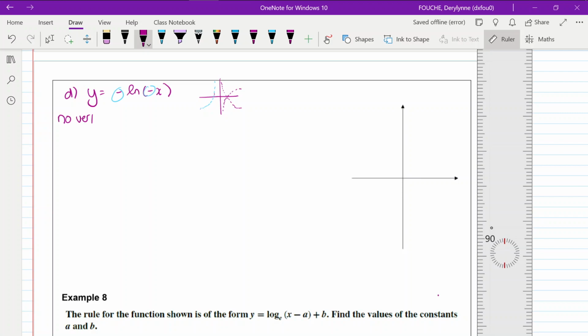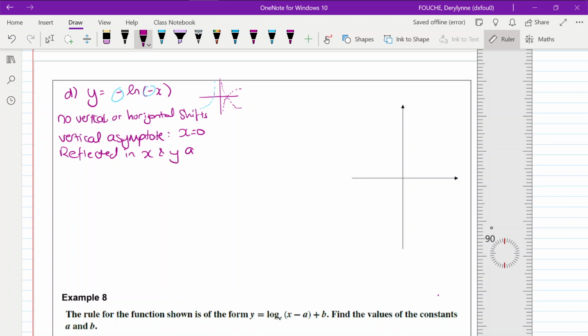So we have no vertical or horizontal shifts. So my vertical asymptote is going to be at x equals 0, and we're going to say this is reflected in the x and the y axes. Okay, let's now find another point.